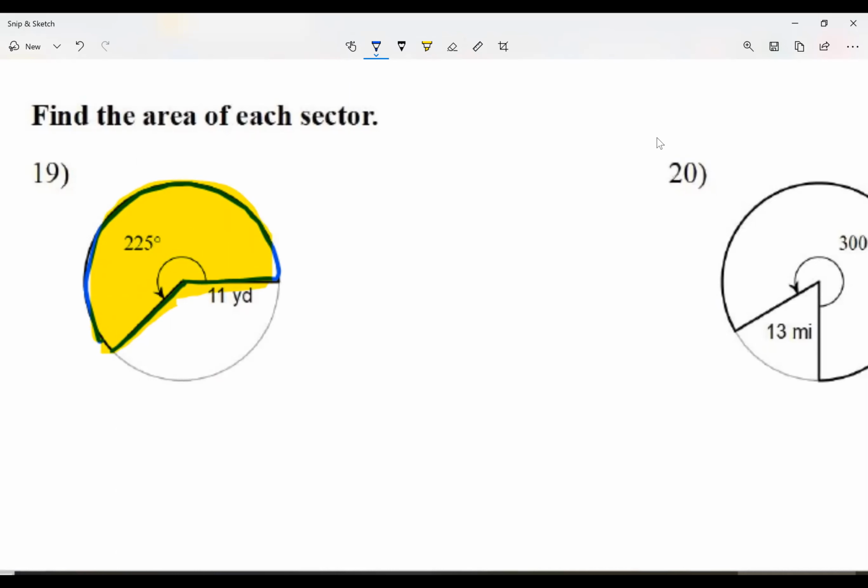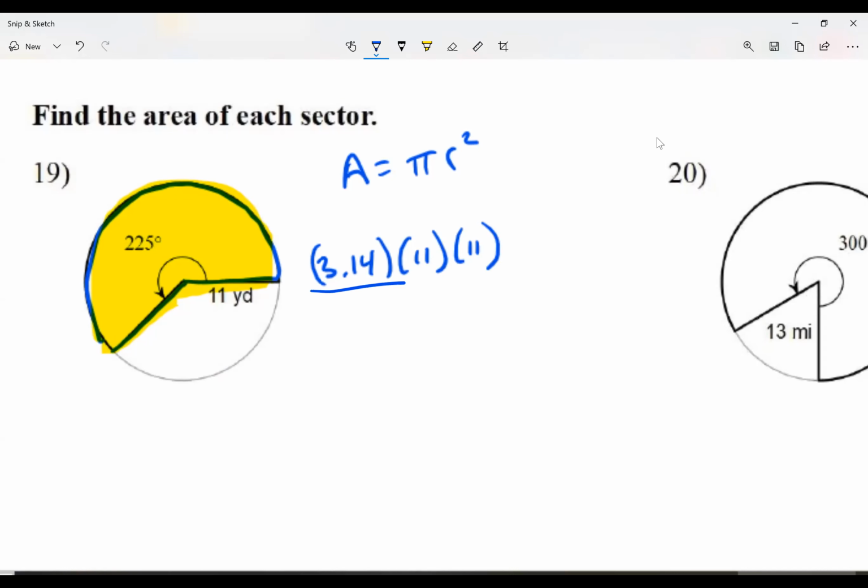What we're going to be doing, first of all, I remember what's the area of a circle. Area of a circle is pi times radius squared. I see the radius is 11. So if I wanted the area of the entire circle, I will go 3.14 times 11 times 11. That's if I wanted the area of the entire circle. So in fact, let me make this into a fraction. So I'm going to put it over 1. That's the area of the entire circle.